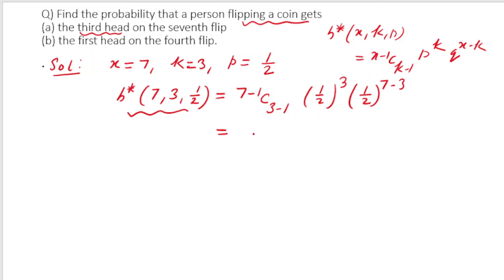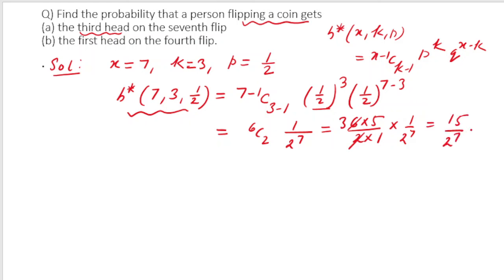So what we get? We get here 6c2 and 1 by 2 to the power 3 from here and 1 by 2 to the power 4 from here. So I will get 1 by 2 to the power 7. So 6c2 can be written as 6 into 5 by 2 into 1, and into 1 by 2 to the power 7. So if you solve it, you get 3 into 5 is 15 by 2 to the power 7. If you want to leave the answer like this, fine, otherwise you can calculate it in decimal as well.